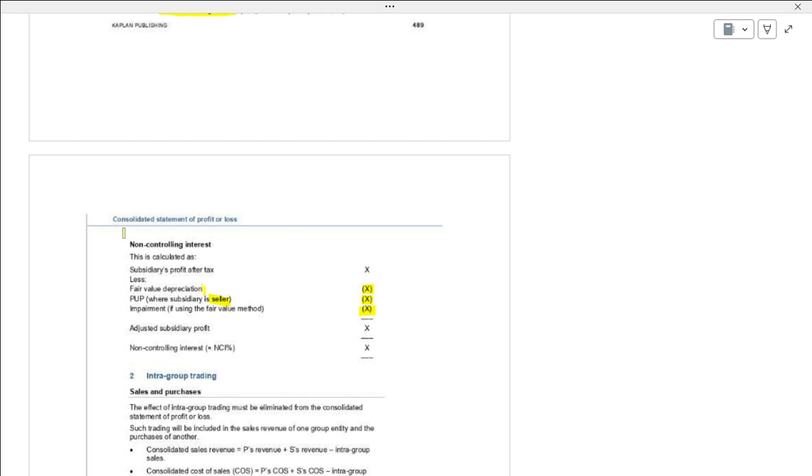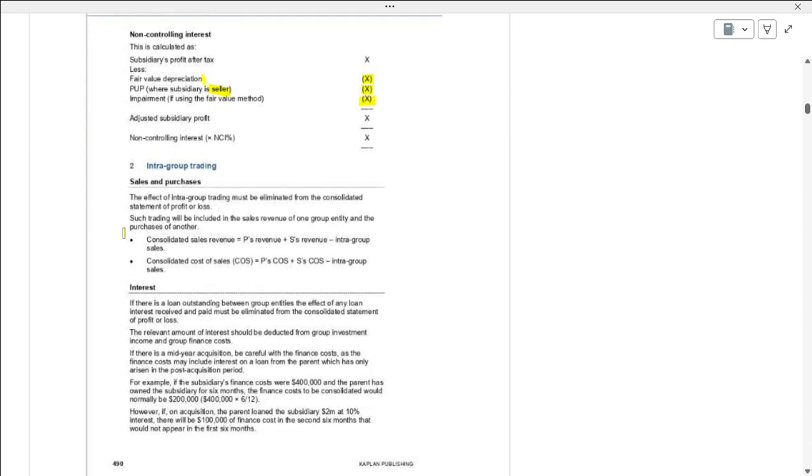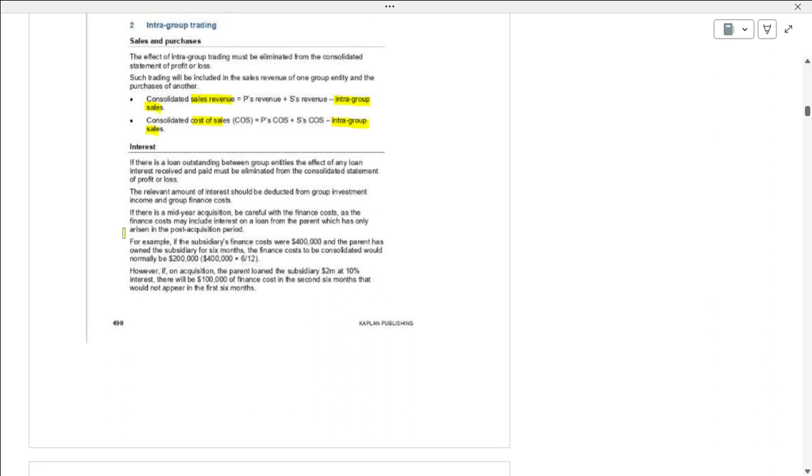Now, here is an intergroup transaction. Intergroup means one company will sell and one company will purchase. If that is the case, from both sales as well as cost of sales, you have to deduct intercompany sales. Any loan given between parent and subsidiary must be eliminated. If there is anything else, we'll come back to this.